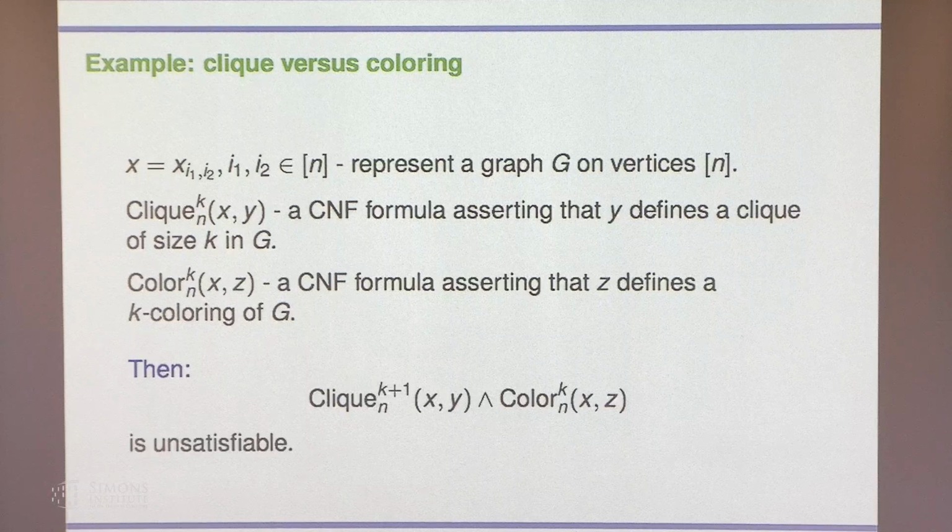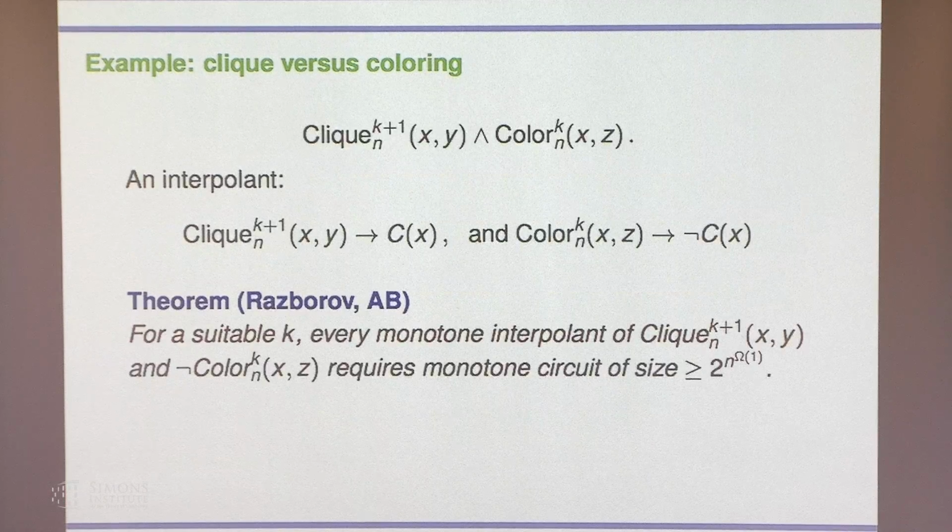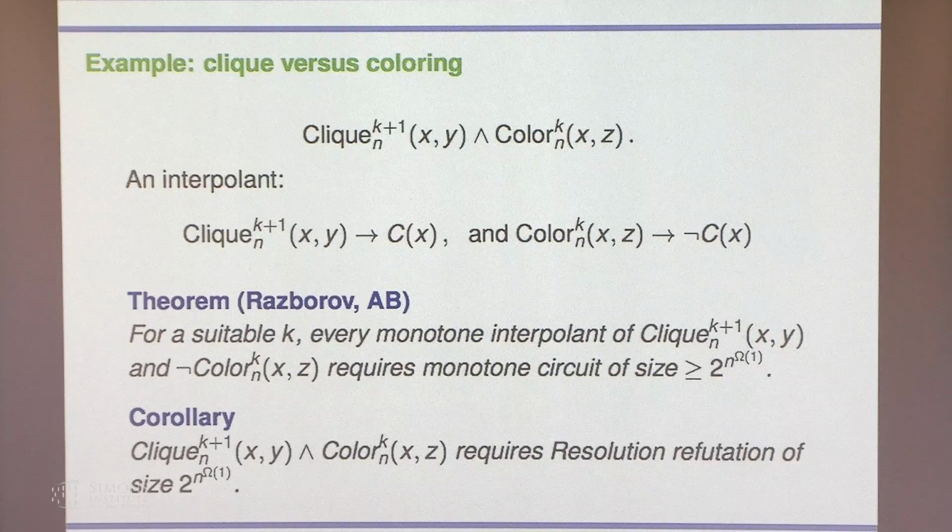Here's the clique and coloring again. And now I'm coming back again to the theorem of Razborov. So if you fix a suitable K, then every monotone interpolant of clique and coloring requires a large circuit size. Now by the result of Krajicek, if you have a short resolution refutation, then you have a small interpolant, which automatically gives you a lower bound on resolution refutations for this particular tautology.